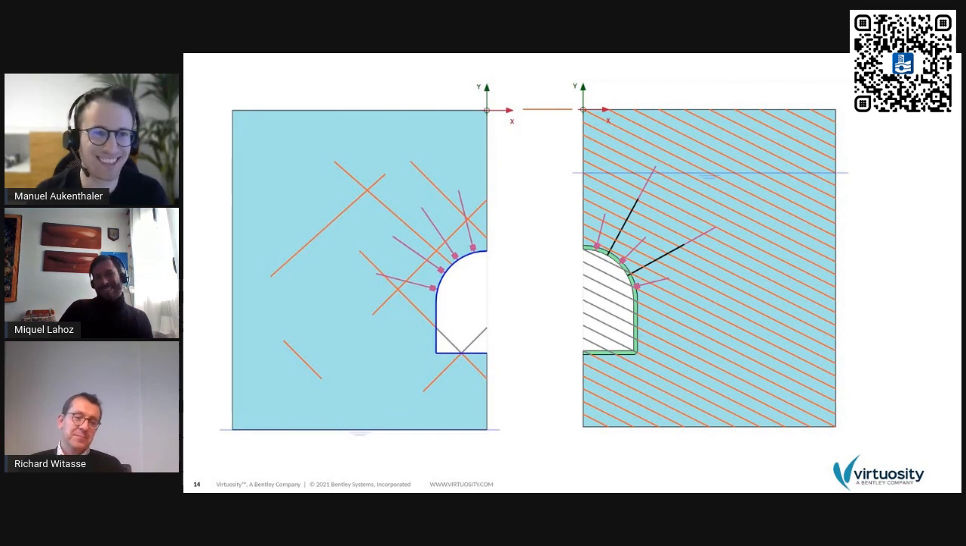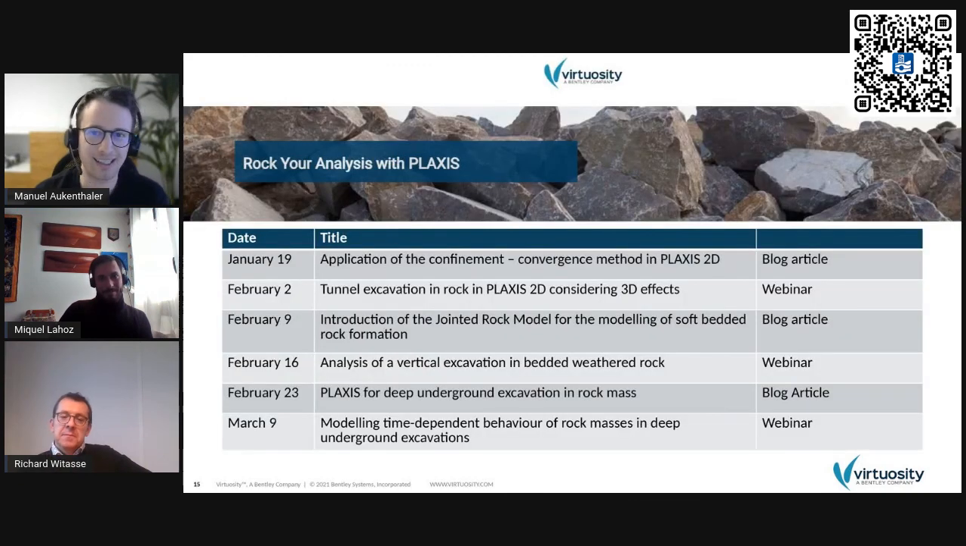So I would say we see and we've heard that we basically have structural elements. We do have constitutive models to take reinforcement and support into account, and I would say that's it for today.